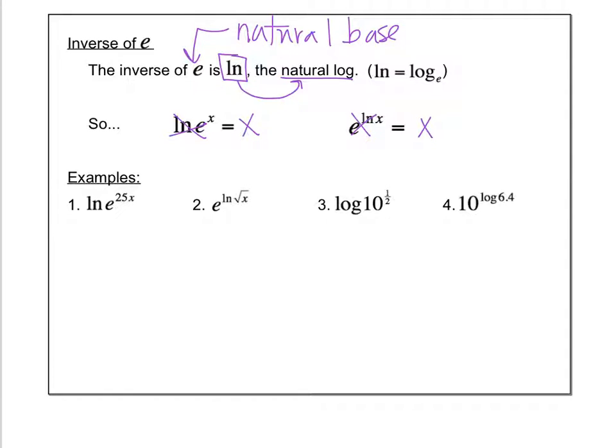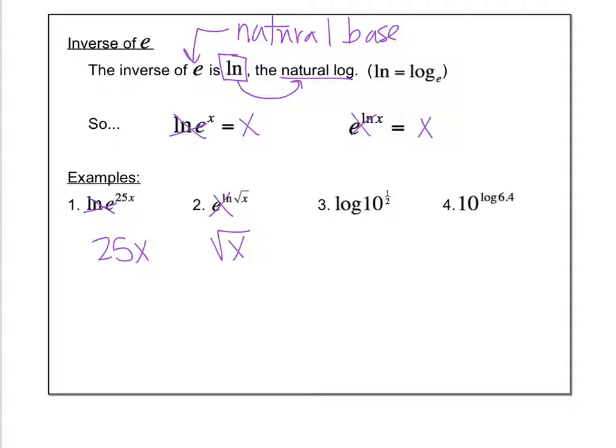So now you have 4 examples covering the last 2 inverses I just showed you. The first one says ln and e. What's going to happen with ln and e? Cancel. So what do you have left? 25x. The next one says e to the ln. They cancel. You just get the square root of x as your answer. They're inverses. They cancel each other out.